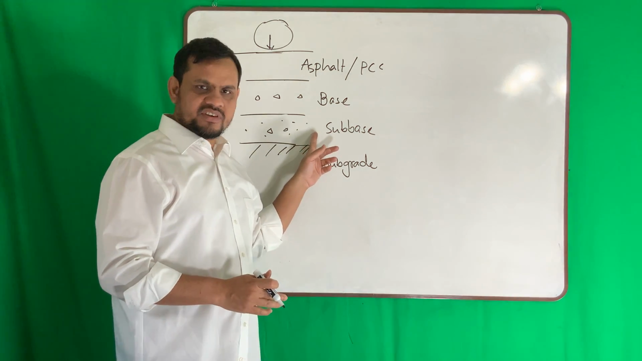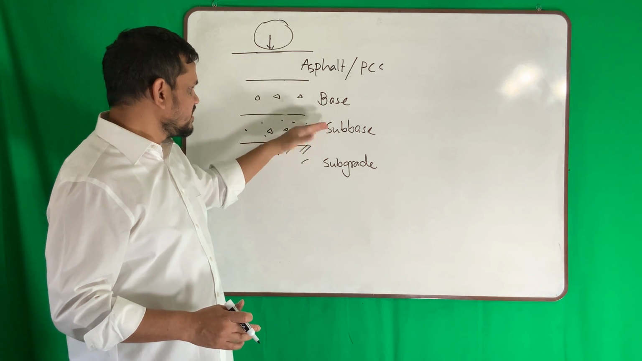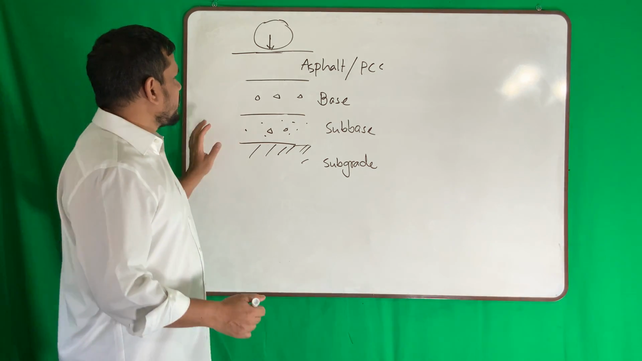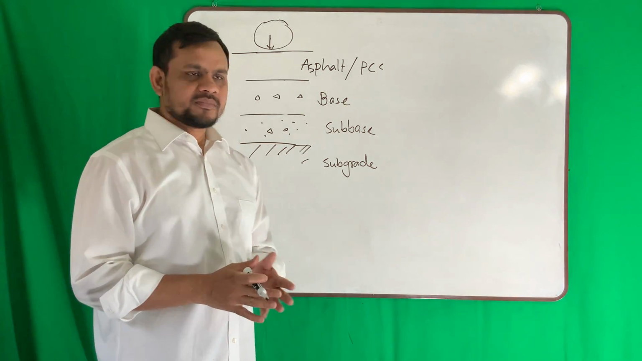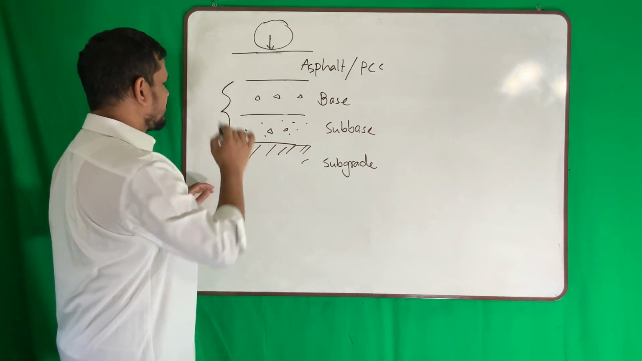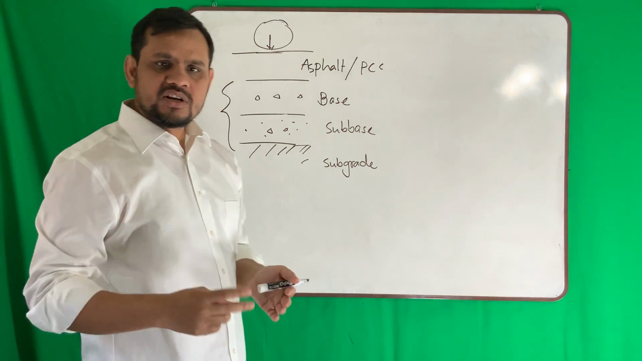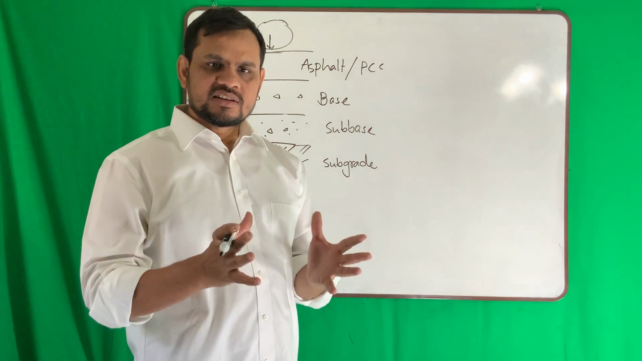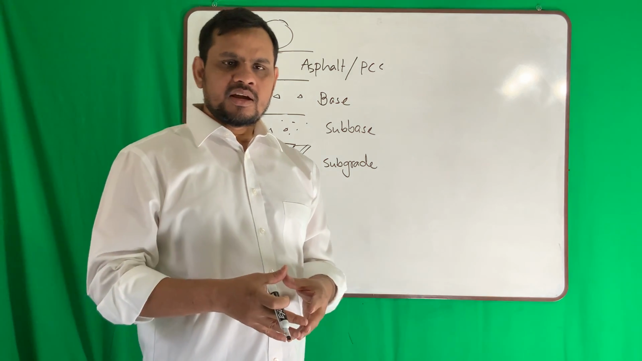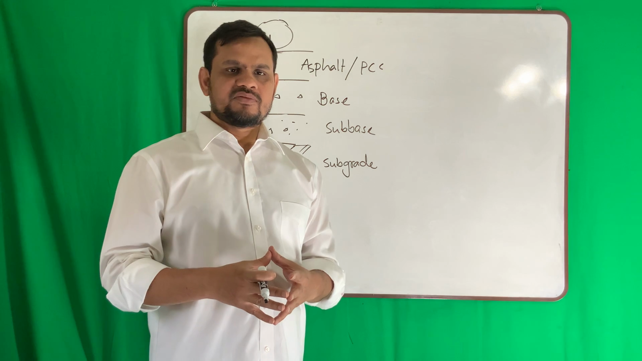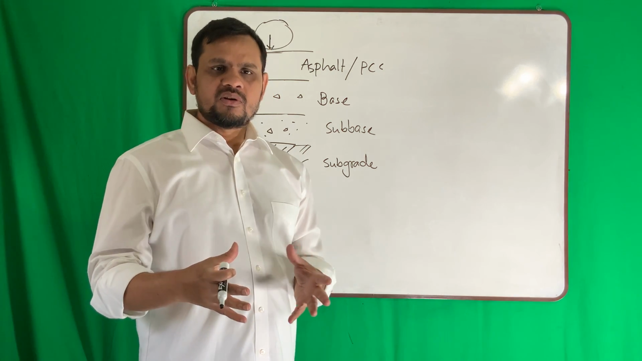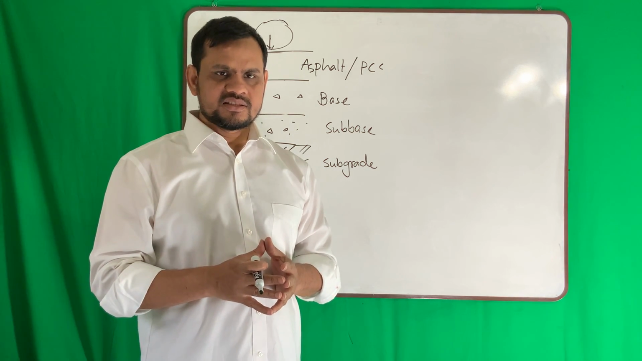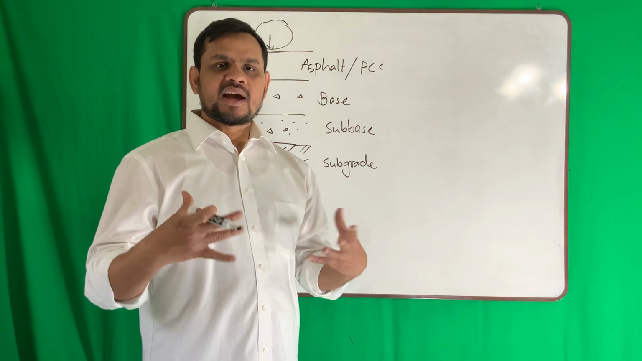Sub-base is a little inferior, not as good as base. Then there is my natural soil. So when we design pavement, what are the properties we need for this base, sub-base or subgrade? We need two kinds of properties. One is the physical properties like gradation, soil type or aggregate type, the void ratio, the flat and elongation ratio, Los Angeles abrasion value. So many physical characteristics. And then we need mechanical characteristics.